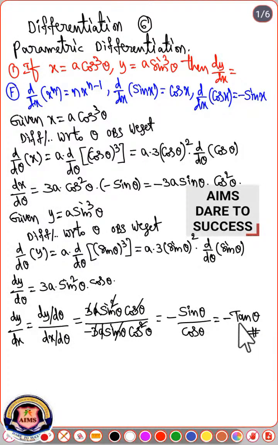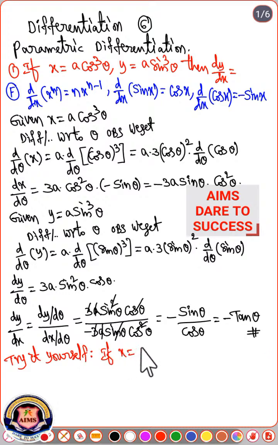I hope you all are understanding clearly. Now I am giving you a question to try yourself: x is equal to a sin cube theta, y is equal to a cos cube theta, then find the value of dy by dx.